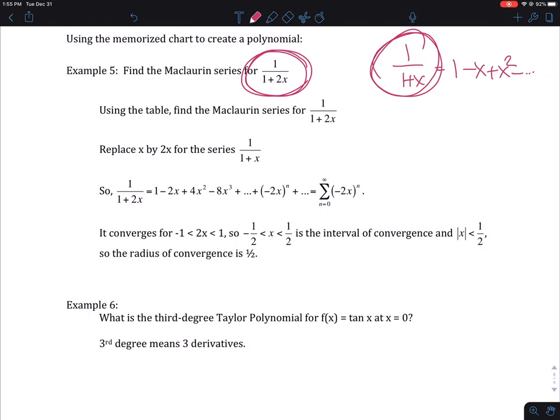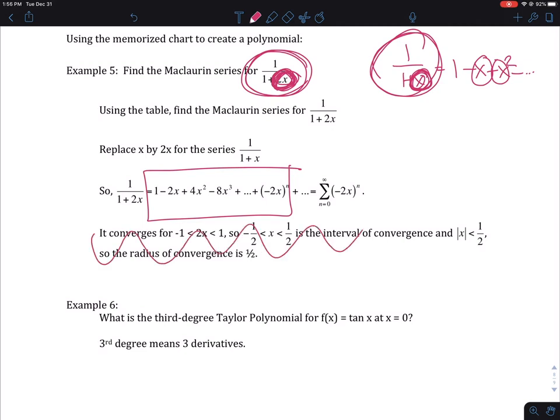This is a memorized series back on that big page. So if I notice the similarities, instead of x here, I have 2x here. That means I could take all of my x's and replace them by 2x and get my polynomial. We can ignore this convergence part for a second because we'll talk about convergence later. But at the end of the day, that would be the benefit to having your Maclaurin series memorized.